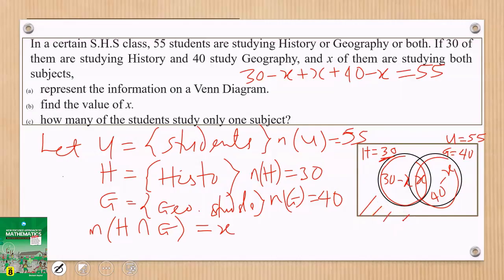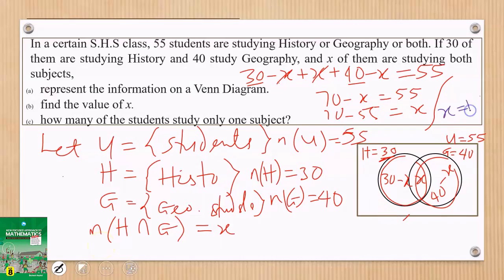Now with simple algebra, negative X plus X gives us 0, 30 plus 40 gives us 70, minus X equals 55. If you group like terms, we have 70 minus 55 equals X. And so X will therefore be equal to 15.